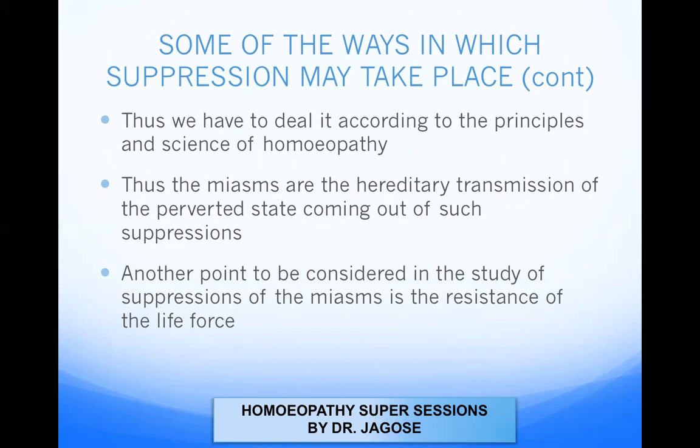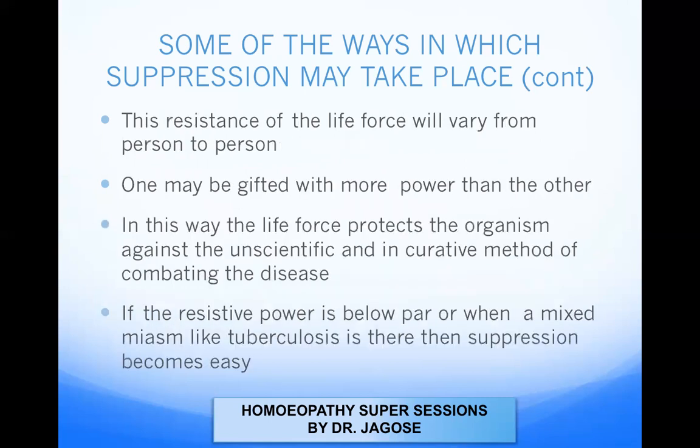So the miasms are hereditary and they become perverted. Once they become perverted, then suppression will take place. Another point to be considered in the study of suppression of miasms is the resistance of the vital force. So another point he adds is that besides miasms, we also have to take into consideration the resistance of the life force. The resistance of the life force will vary from person to person. So J.H. Allen says that the resistance will vary from person to person.